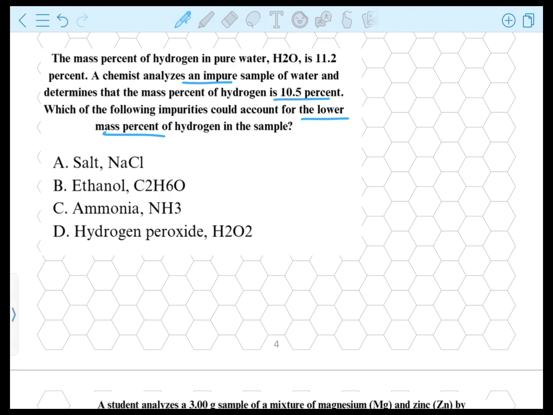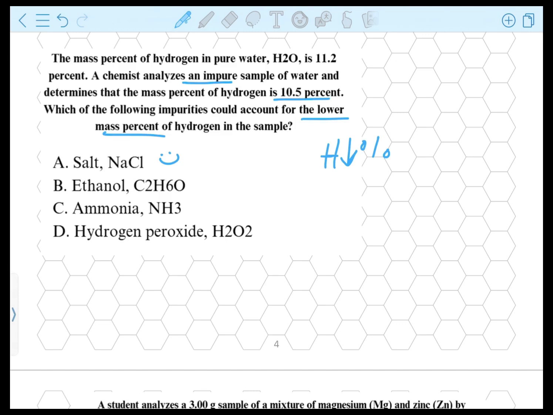Alright, welcome back. So essentially what the question is asking us is which substance would make the water be in a mixture that will have a lower percent makeup of hydrogen. So let's go over each one. So option A, I like option A. Since there's no hydrogen present, it is possible that it can lower the mass percent of hydrogen in the mixture.